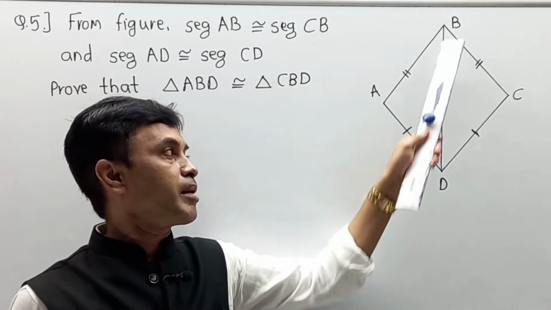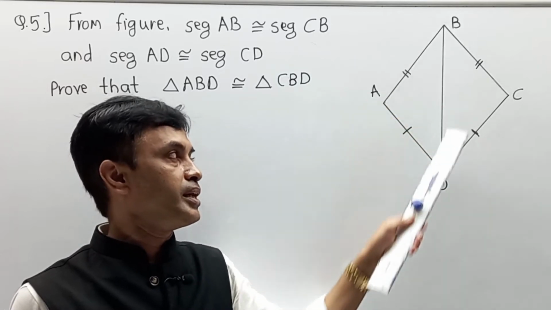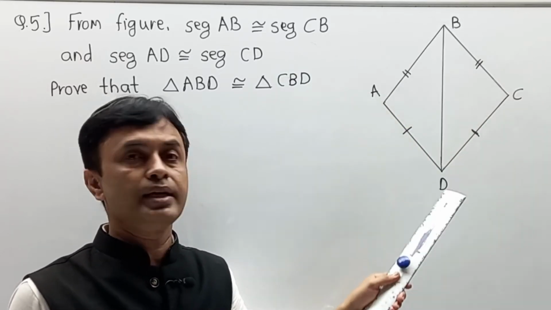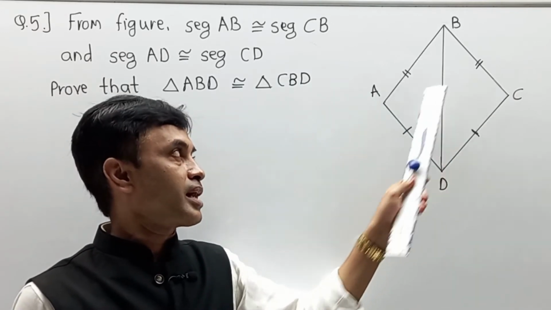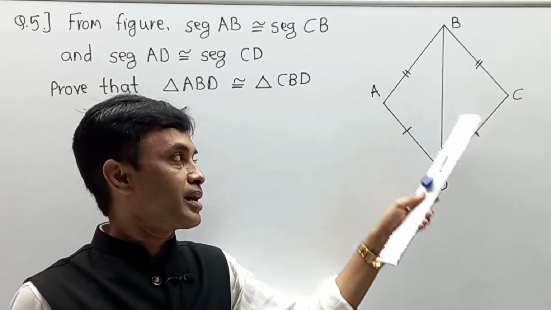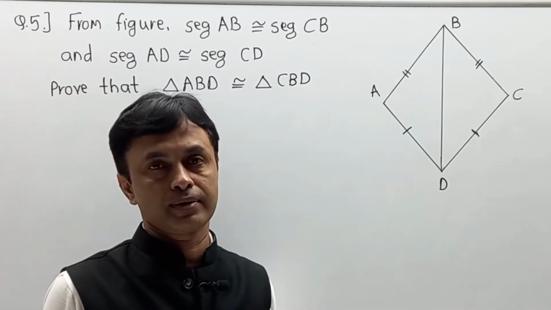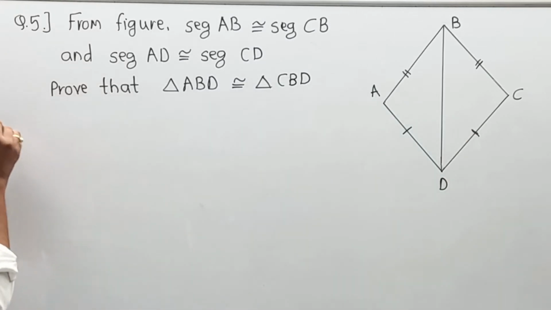Naturally, triangle ABD is congruent to CBD by side test of congruency, and in this way we are going to write the part. So one by one.